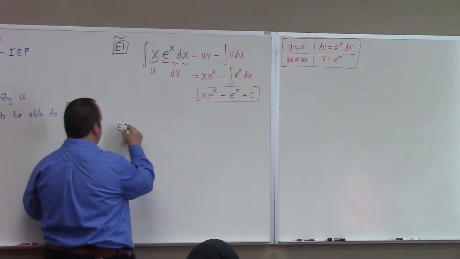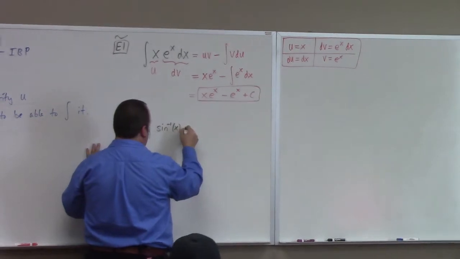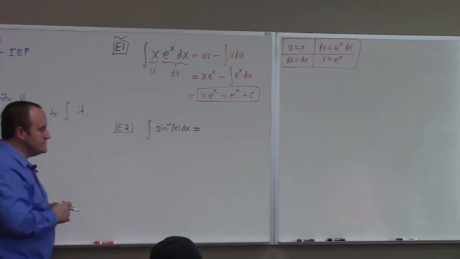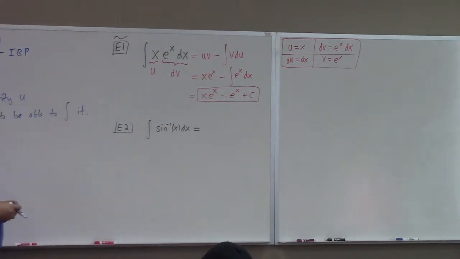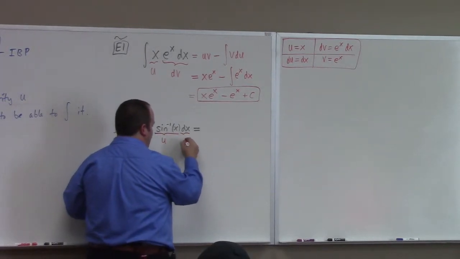Example 2, integral of inverse sine of x dx. Now, I mean, we kind of only have one option here. We cannot make the inverse sine the dv, part of the dv, right? Because we don't know how to integrate inverse sine. That's kind of the whole question. So it's almost inescapable. You have to make the u the inverse sine, right? Which means the dx has to be dv.